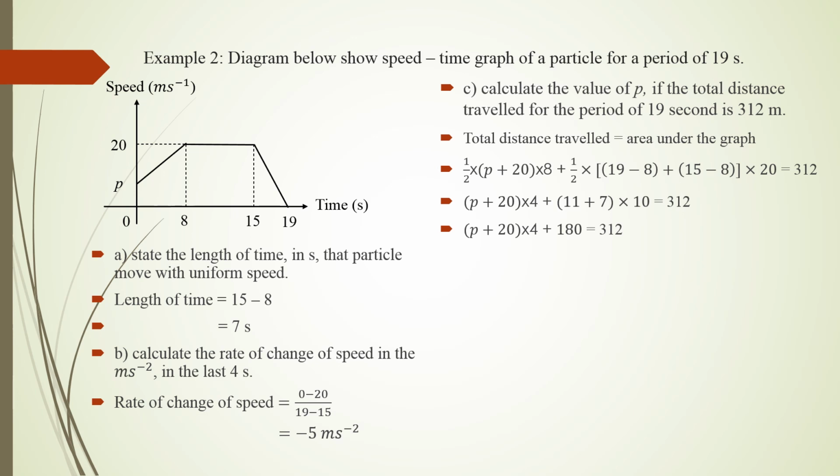Okay, simplify. So you will get P plus 20 times 4 equals 132. So P plus 20 equals 33. So the final answer is P equals 13 meter per second.